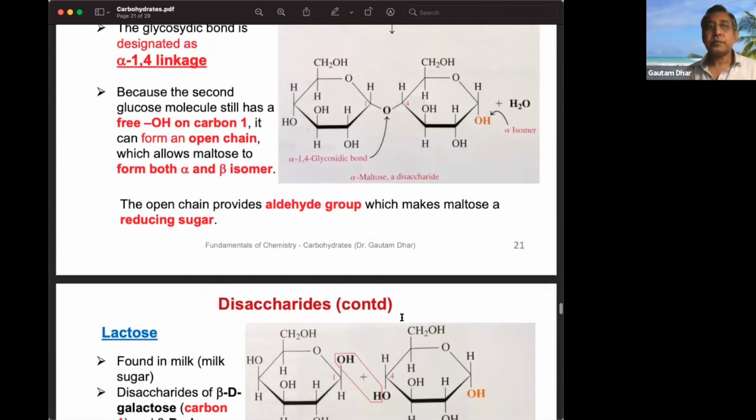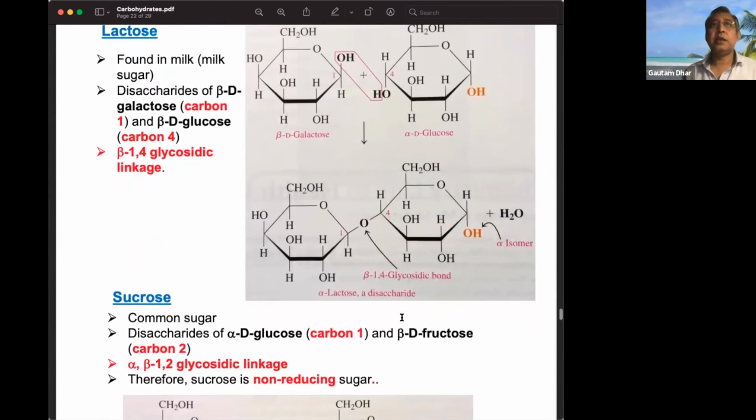If you look at the lactose here, given this picture, this is a 1,4 linkage. But in the bond, the OH is pointing up. That means that's a beta. So beta 1,4 linkage. But if you look at the overall product, and look at the second carbohydrate, the OH is pointing down, which is basically an alpha. So this is alpha lactose.